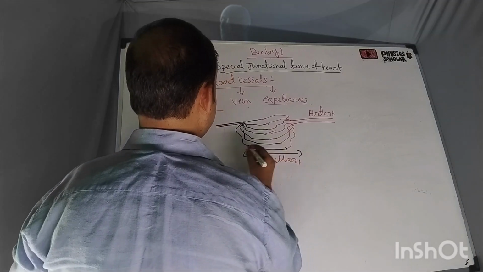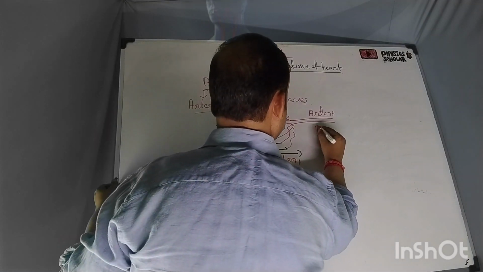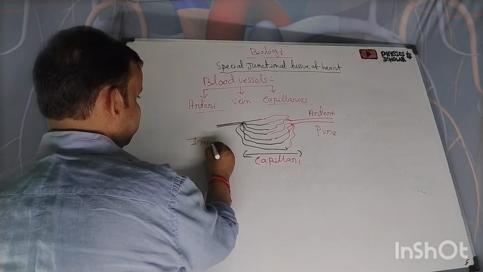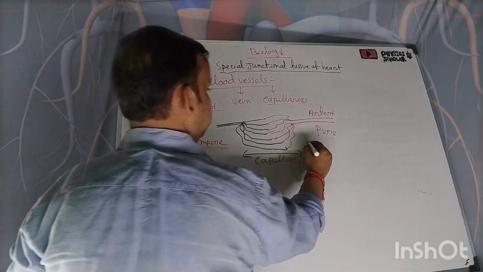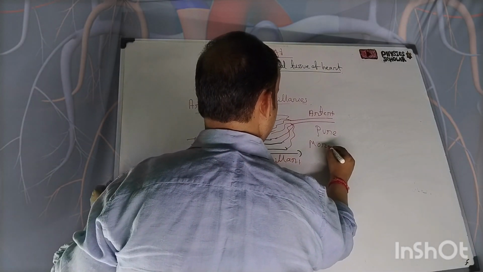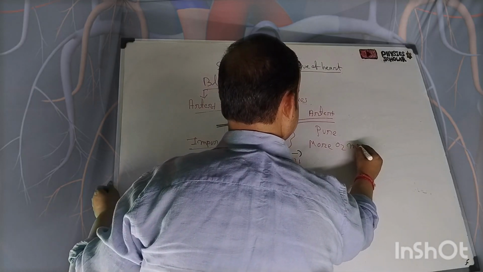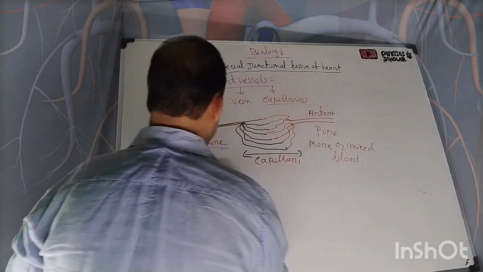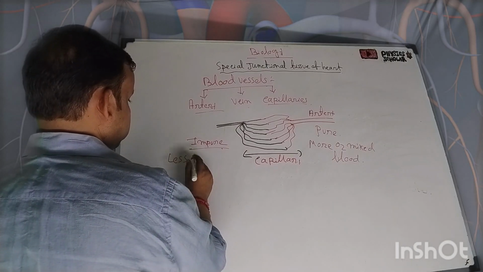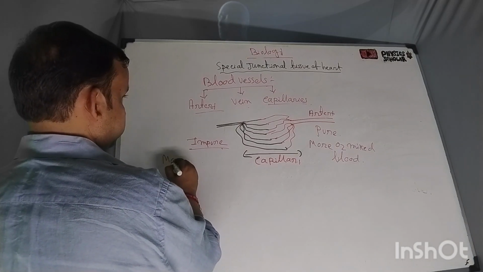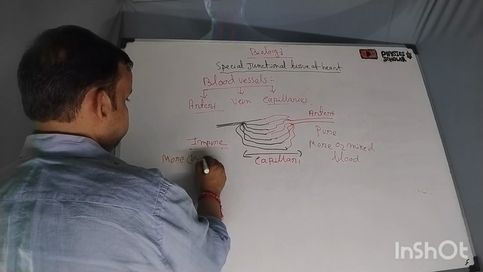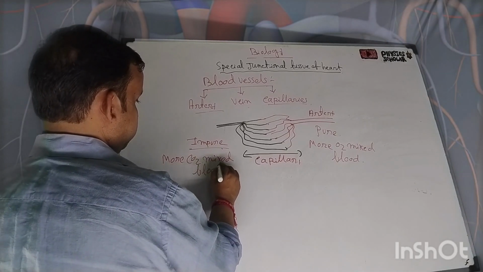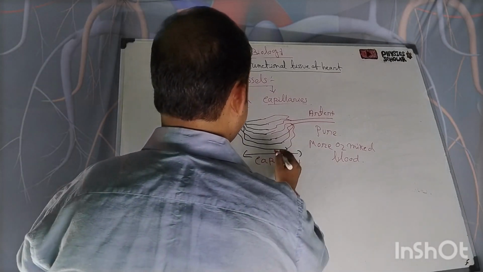So what we know? Basically, this deals with the pure blood and this deals with the impure blood. Clear? That means more O2, mixed blood, and it is less, and it is more CO2 mixed blood. Clear? More CO2 mixed blood. Now what is happening? Clear?